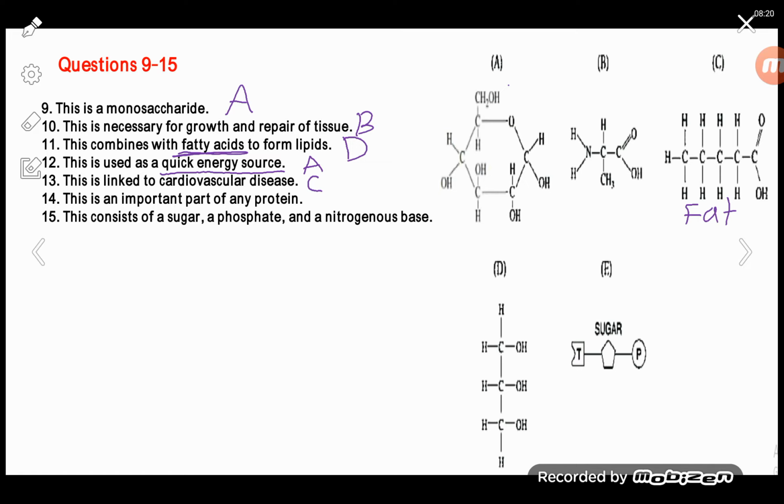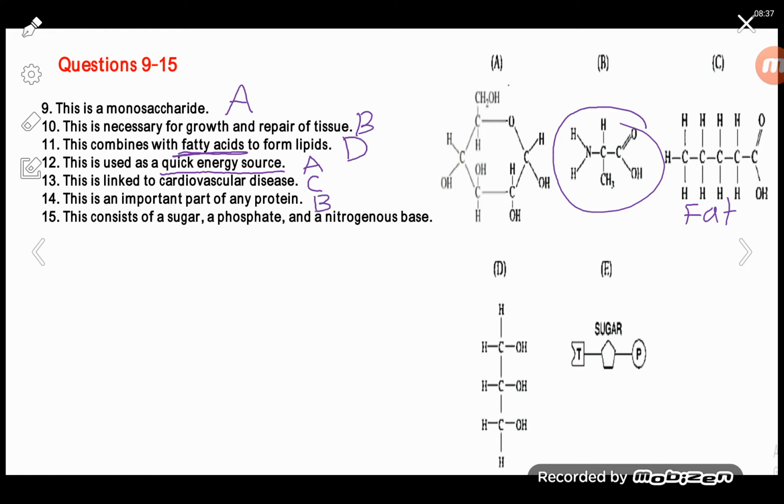This is an important part of any protein, guys. Which of the following is an important part of the protein? You know that proteins are made up of amino acids. As I told you, this is amino acid. Okay, so the answer for this will be B.